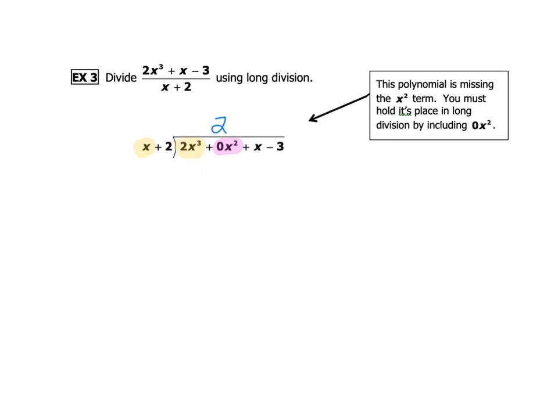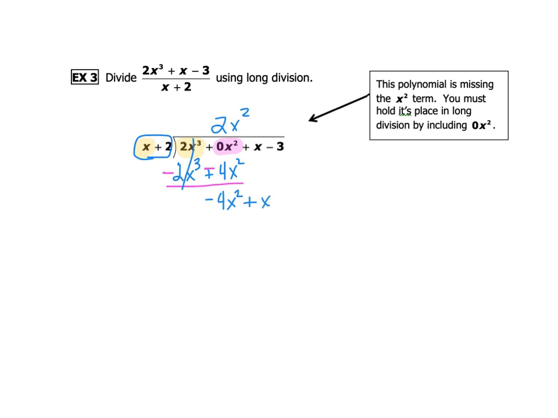So we're going to write that up at the top. And we're going to take that 2x squared and multiply it by the x plus 2 using distribution. So 2x squared times x gives us 2x to the third power. 2x squared times 2 gives us plus 4x squared. Don't forget, change your signs. Go ahead and add. Your first column is going to cancel, and I have negative 4x squared, and bring down my next term of plus x.